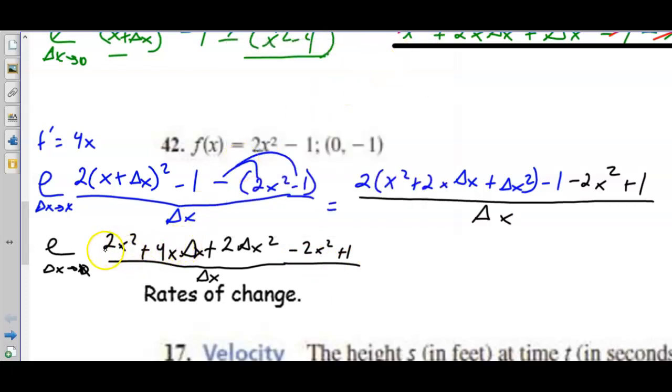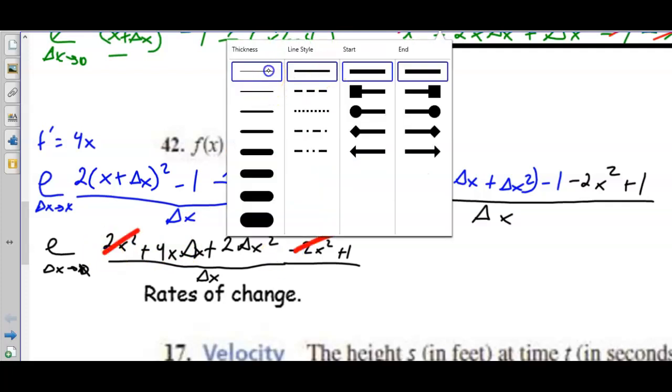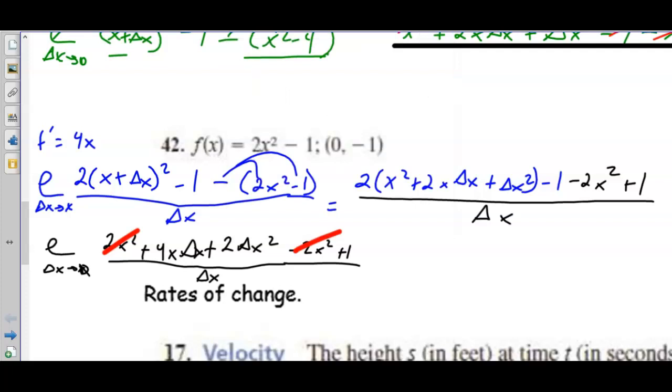So we have 2x squared cancels with 2x squared. And the 1 cancels with, oh, I forgot to write the negative 1 right here. Minus 1. So those 1s cancel out. See, the 1s there cancel. Alright.